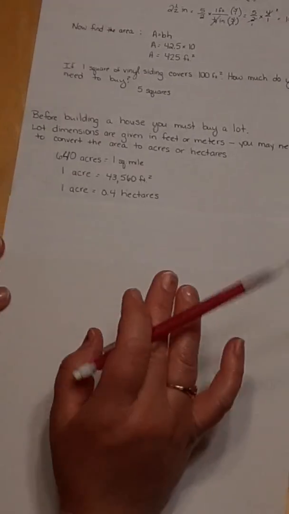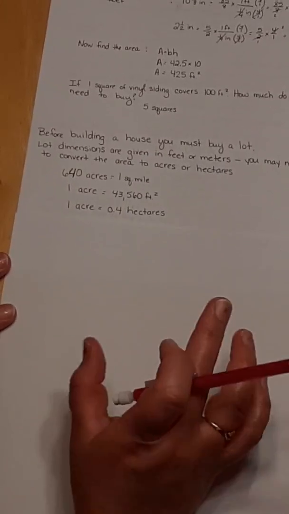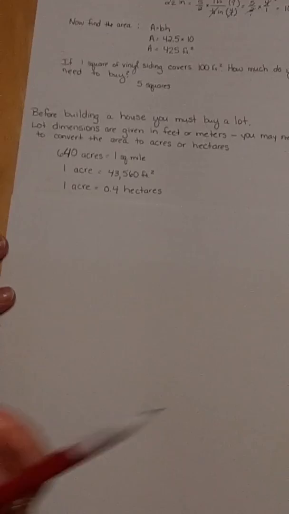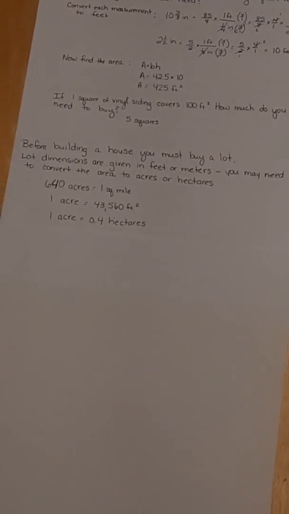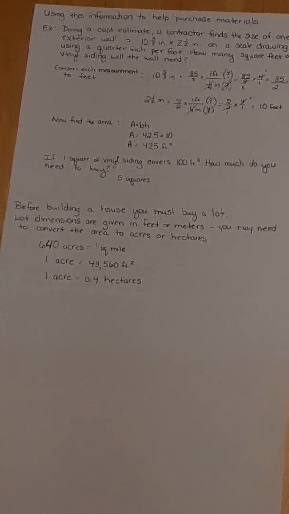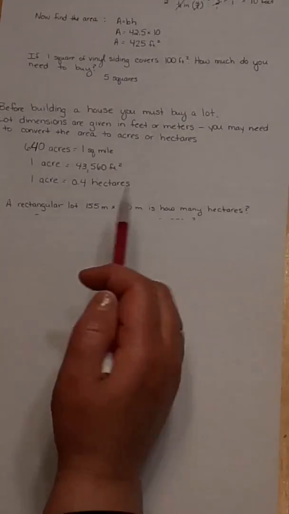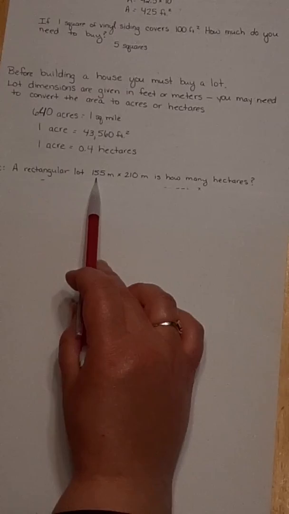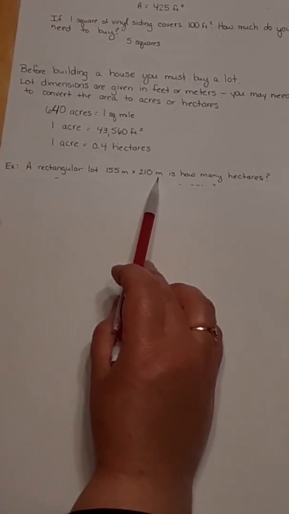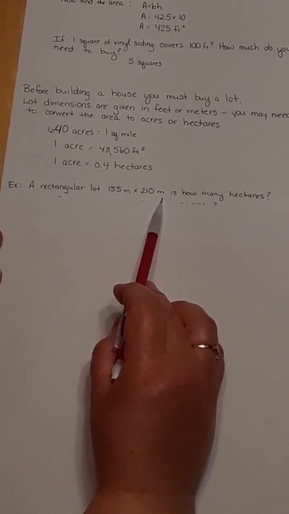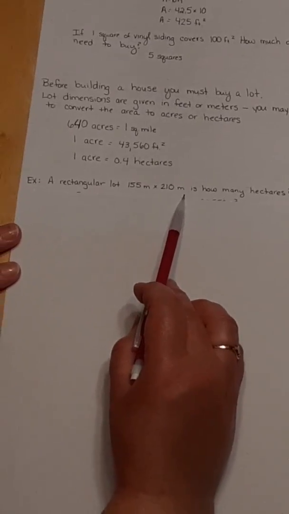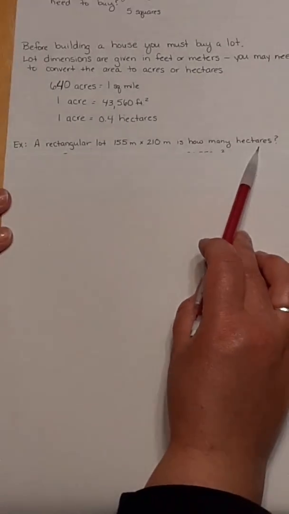Okay, so these are our basic measurements that we're going to use. Be careful when you read different problems. They might give you an extra measurement that we're going to use. So let's look at an example here. We have a rectangular lot that we're looking at. It's 155 meters by 210 meters. We want to know how big this is in hectares.